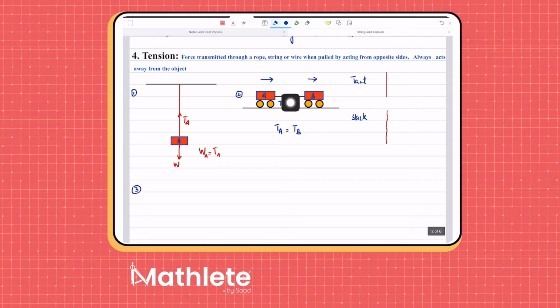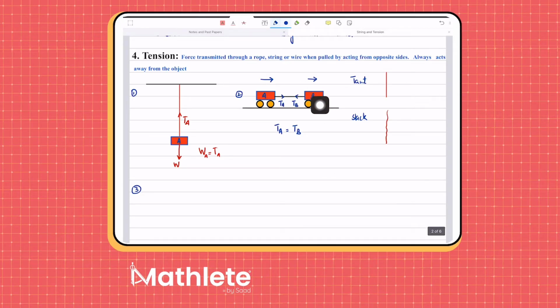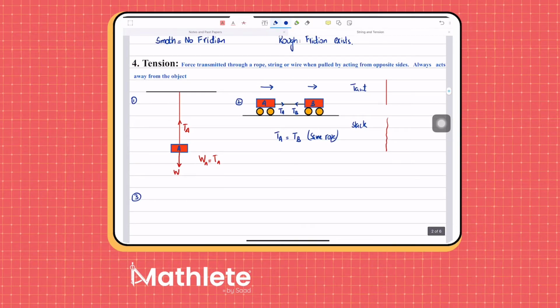Now when we're looking at B, we're only looking at B, we're not looking at A. So where will the tension of B be acting? It must be acting away from the object, so it's acting towards the left. And what about the tension of A? This also must be acting away from the object, that means towards the right. And because it's the same rope, the two tensions must be equal. More about this later on.